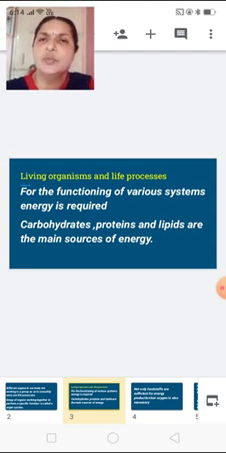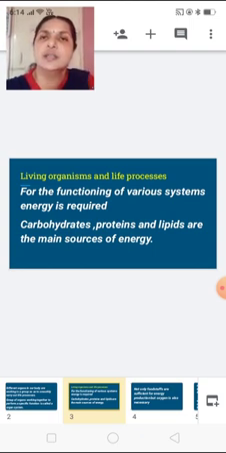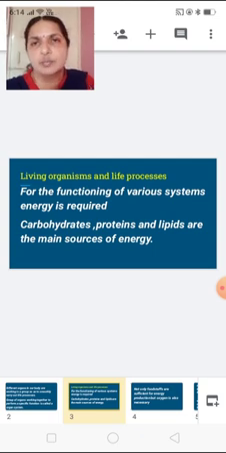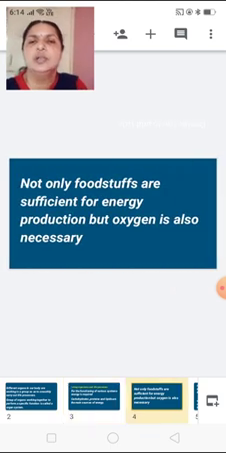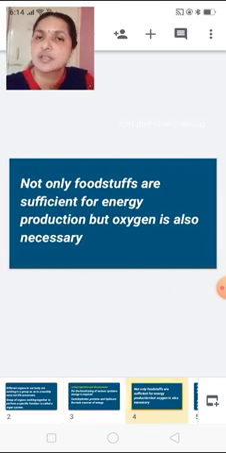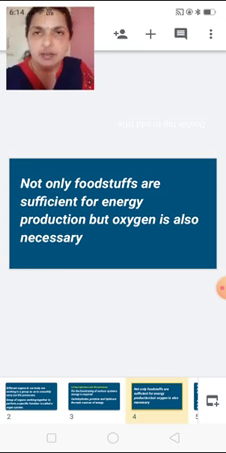Energy. From where do we get energy? We get energy from the plants, and from the foodstuffs mainly. Energy comes in the form of what? Carbohydrates, proteins and lipids are the main sources of energy. We learnt about that, and we also learnt that it is not only foodstuffs that are necessary for energy production, but what else is needed? Oxygen is also necessary for energy production.